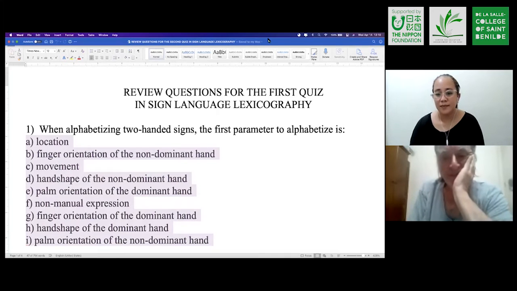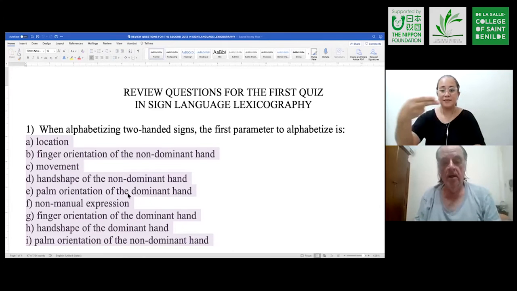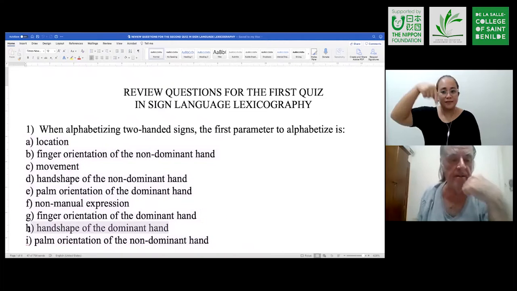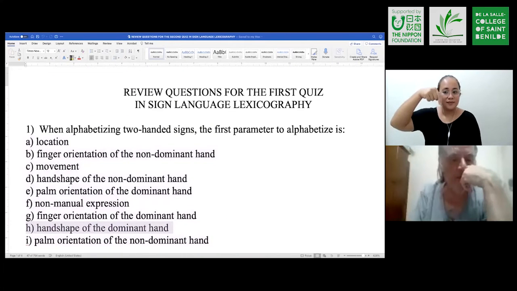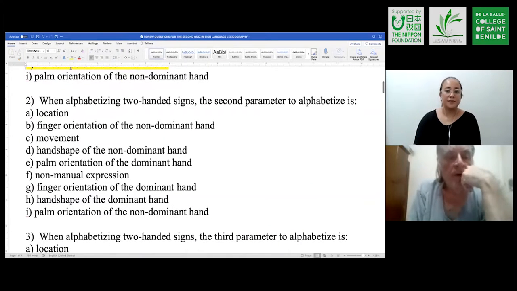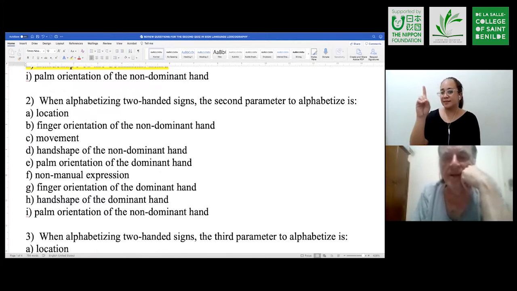Students are signing H. And yes, H, hand shape of the dominant hand, is correct. Okay, good. Chuck, go down to the, yes, put it in. Okay, all right, what about question 2, the next parameter? Jasmine is signing D. Phoebe says D. Meng says D. D, hand shape of the non-dominant hand, yes.